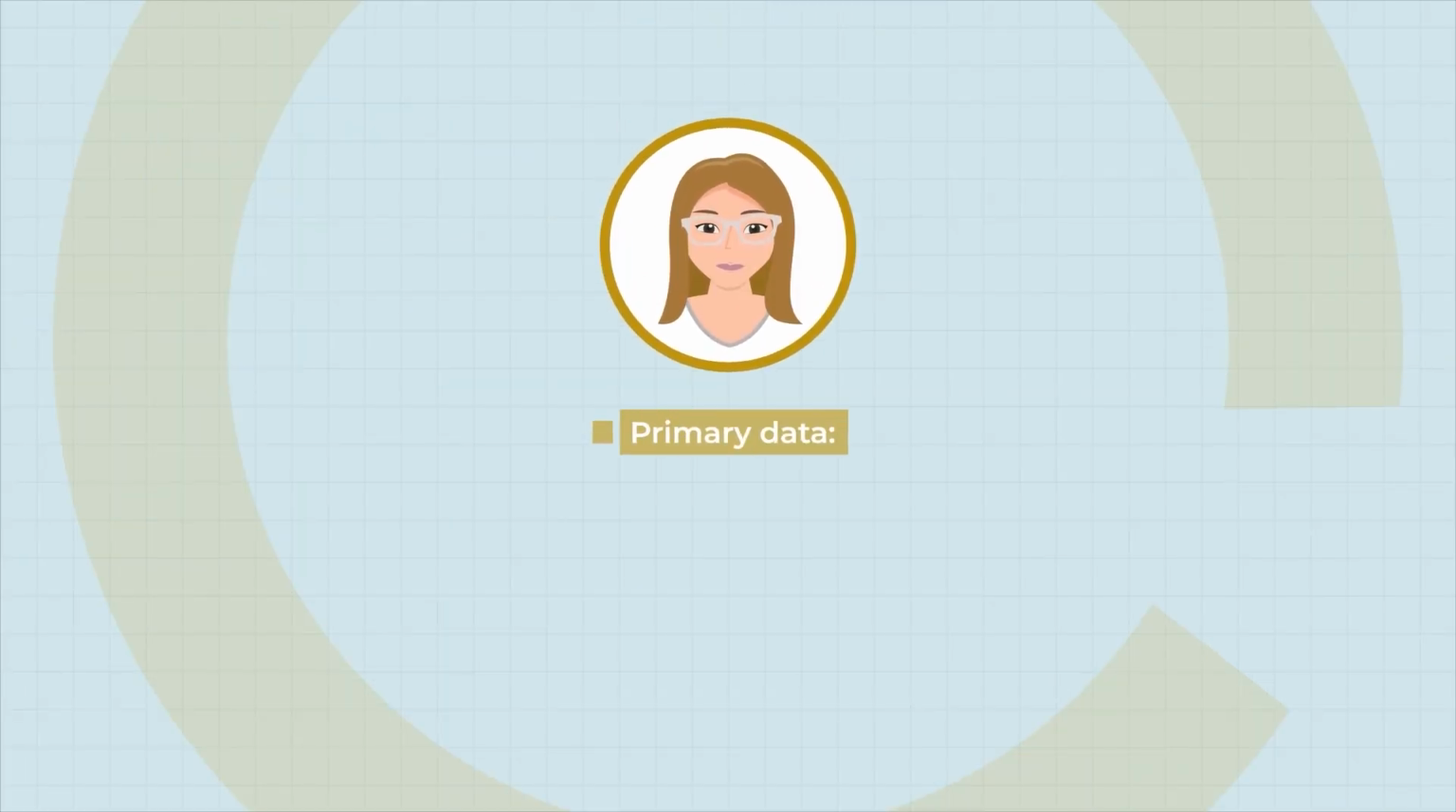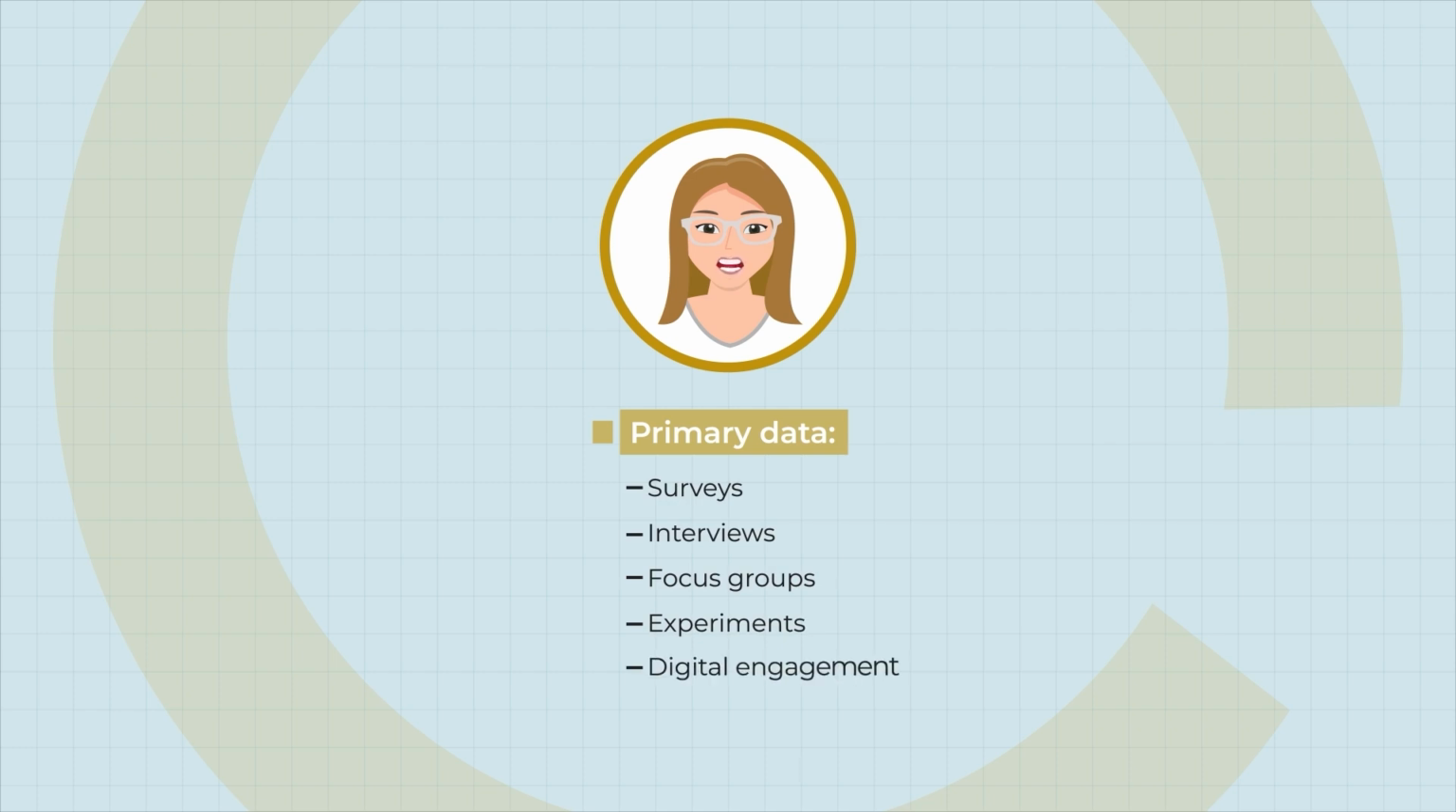Primary data. Sometimes you'll need to gather your own information, whether it's through surveys, interviews, focus groups, experiments, or even analyzing digital engagement. Be sure to follow best practices. Poor quality data is worse than none at all, so if you're venturing into primary research, do it rigorously or consider partnering with experts or local academics.